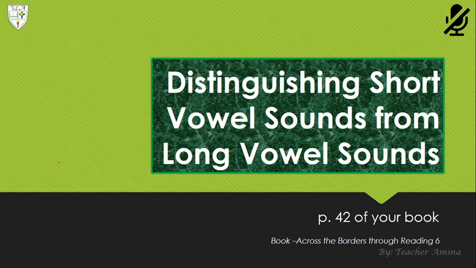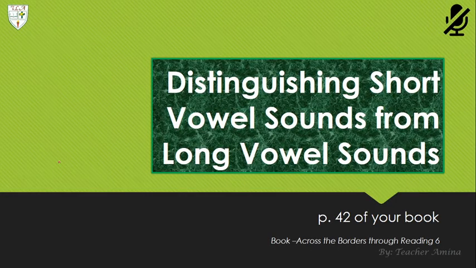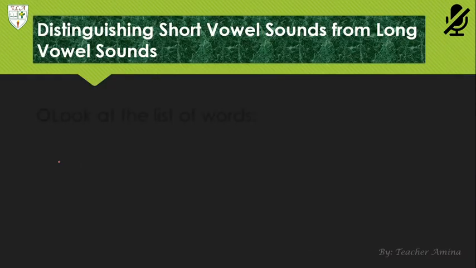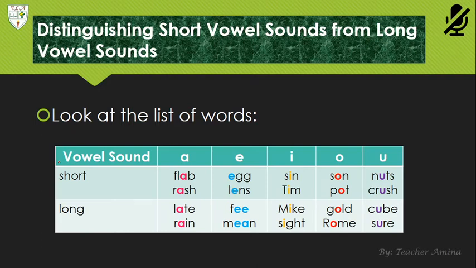Okay, our lesson for today is about distinguishing short vowel sounds from long vowel sounds. That can be found on page 42 of your book. Look at the list of the words here. So we have examples for long vowel sounds and we also have examples for short vowel sounds. So the sound for short is a, e, i, o, u. The sound for long is a, e, i, o, u.